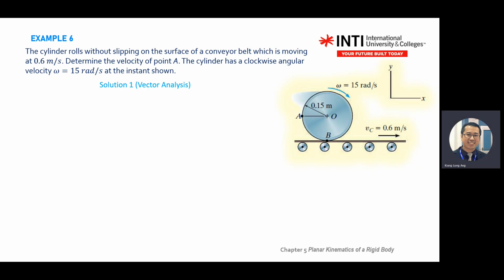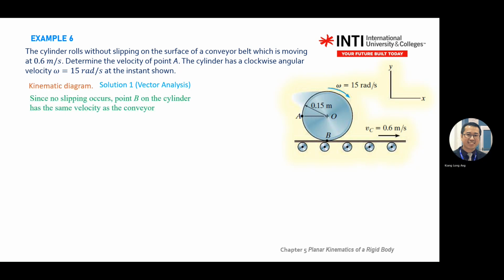All right. So the cylinder has a clockwise angular velocity. The cylinder, it tells you, has omega 15 radians per second. Just a highlight here: on a rigid body, you start to use radians. So we have two solutions. The first one, you use vector analysis.